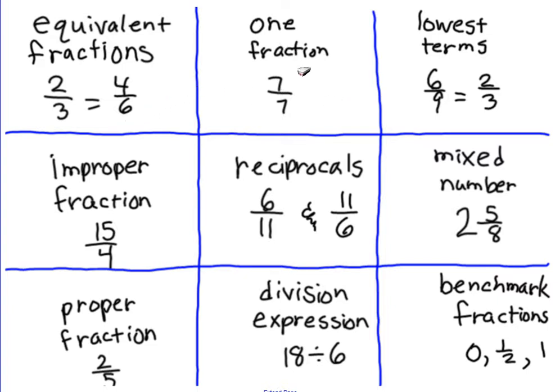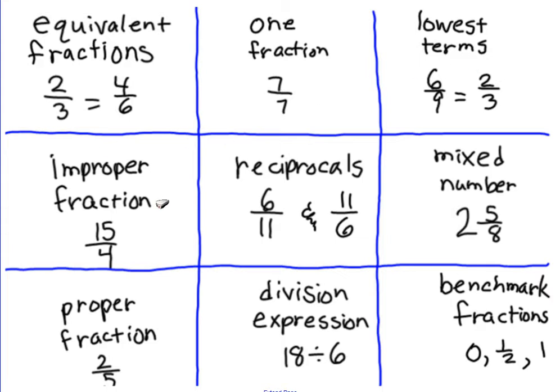A one fraction is where the numerator and the denominator are exactly the same number. That's the same as saying 7 divided by 7, which is 1. All numerators and denominators that have the same number will equal 1. So that is a one fraction. Lowest terms is where we take the numerator and denominator of a fraction and divide by a one fraction to get the smallest possible numbers in the numerator and denominator where they can no longer be divided.